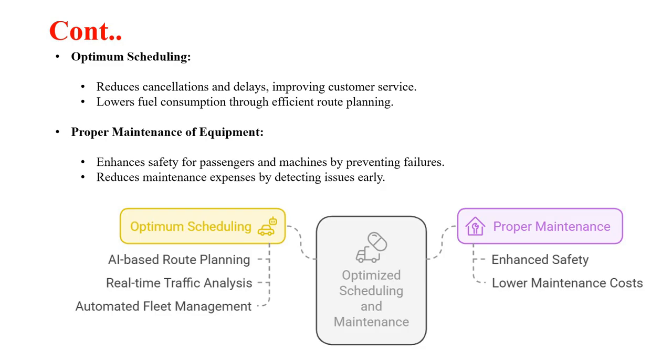lowering the operational cost. And second is the proper maintenance of equipment, where regular and predictive maintenance of transportation equipment, which includes vehicles, engines, and infrastructure, will ensure enhanced safety for passengers and machines, which will prevent mechanical failures, thereby reducing accidents and ensuring smooth rides. And the lower maintenance expenses, these will detect and fix minor issues in the early stage, and it will prevent costly breakdowns and emergency repairs.